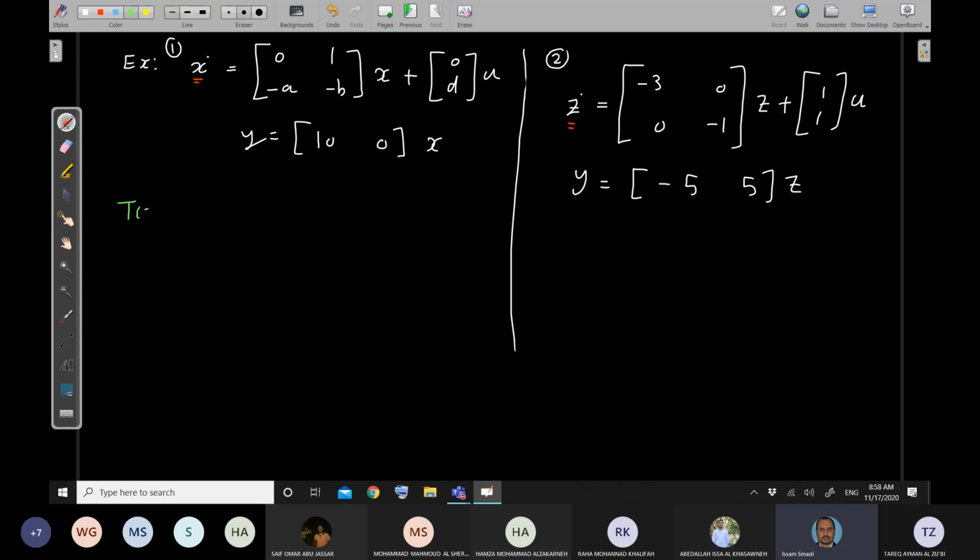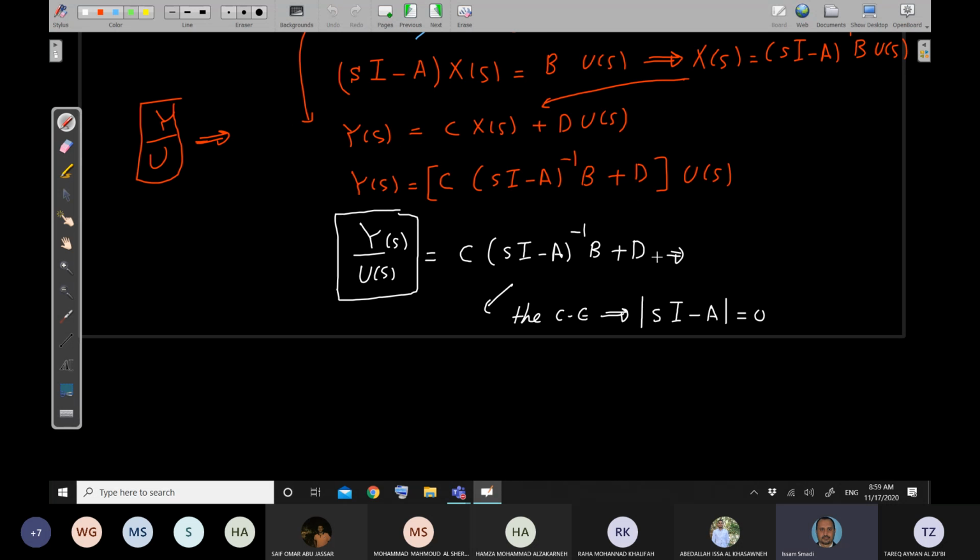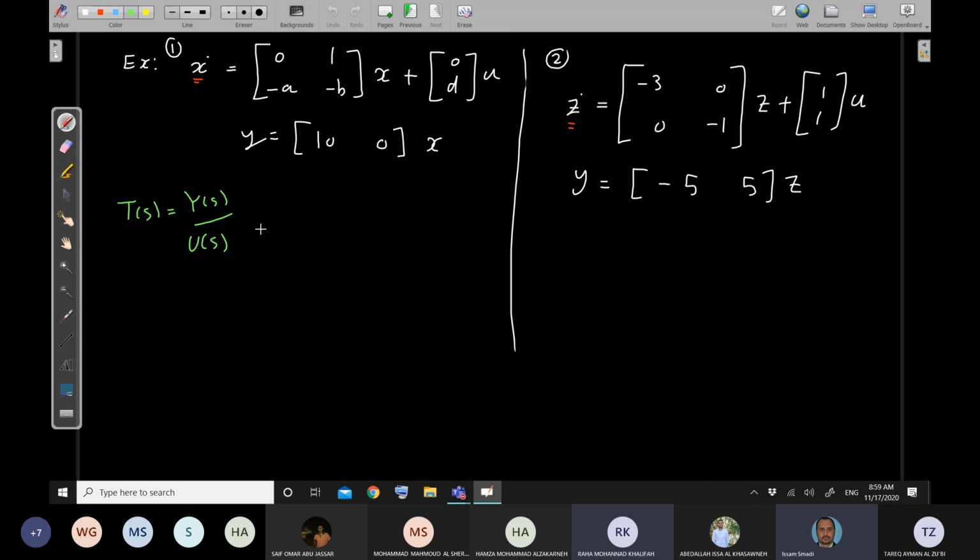The transfer function T of S, which will be the output Y of S over the input U of S. Who can help me to find that? Let's return back to the previous. You see it? Anyone can help me, or I should help myself? Raha Muhanna. Yes, doctor. Can you help me to find the transfer function for the first system? This one? I'll try, okay?